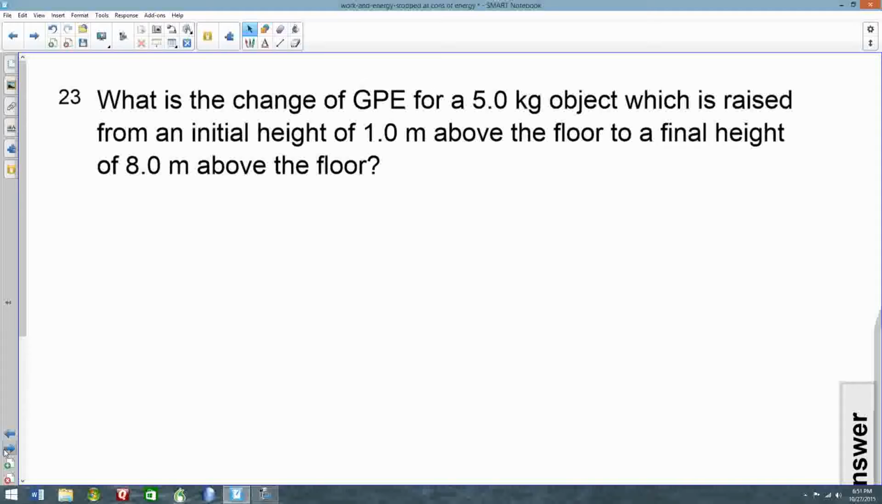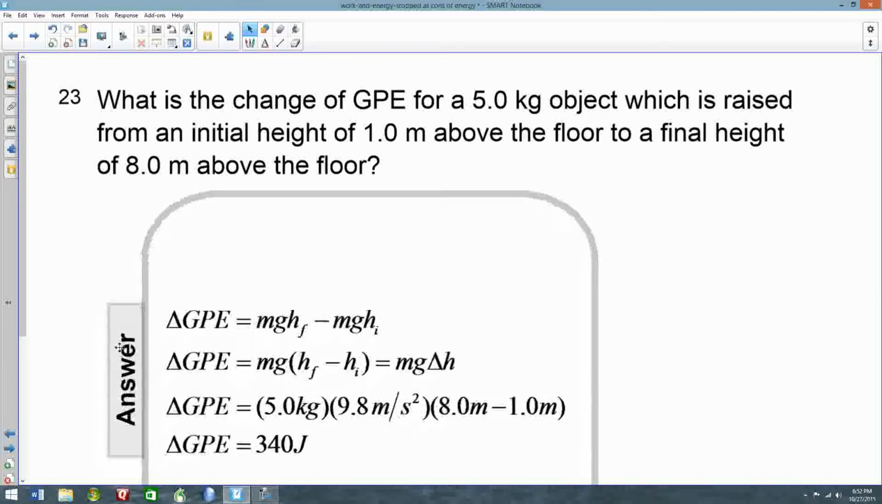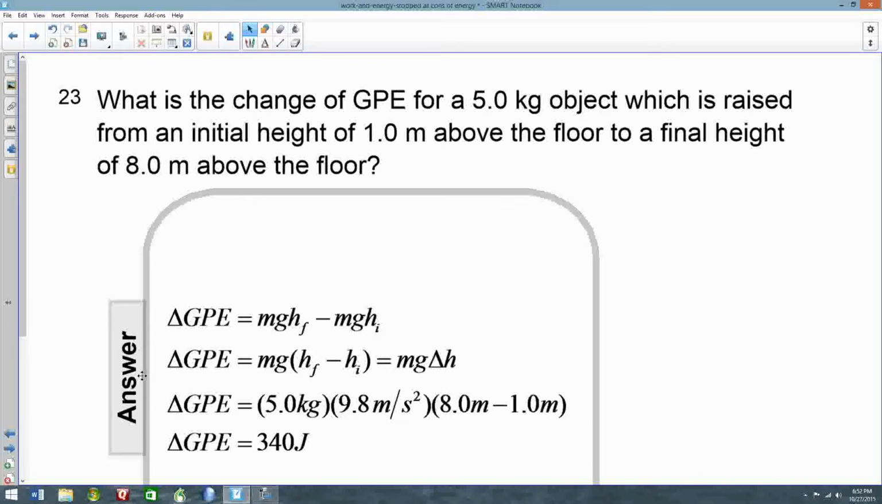What is the change of gravitational potential energy for a 5.0 kilogram object which is raised from an initial height of 1.0 meters above the floor to a final height of 8.0 meters above the floor? Let's take a look and see. We know that the change in gravitational potential energy is equal to mg delta h. We have mg times h final minus h initial. We substitute in the numbers, and we end up with a gravitational potential energy of 340 joules.